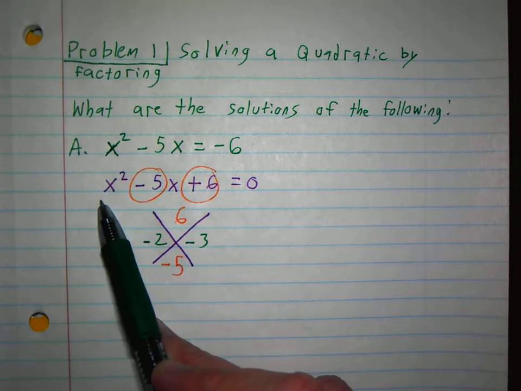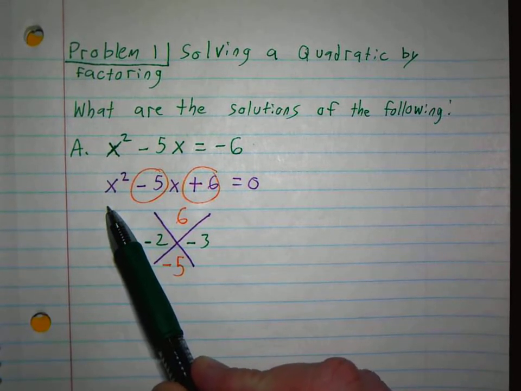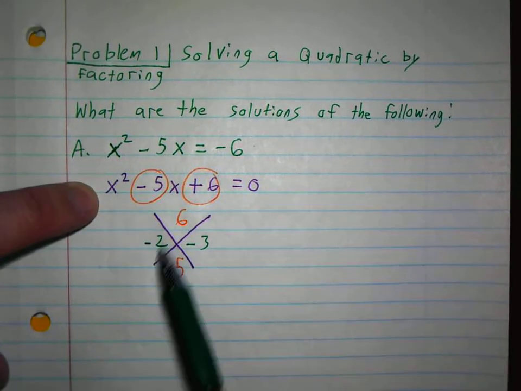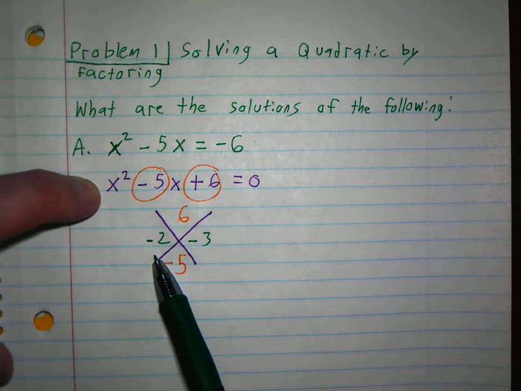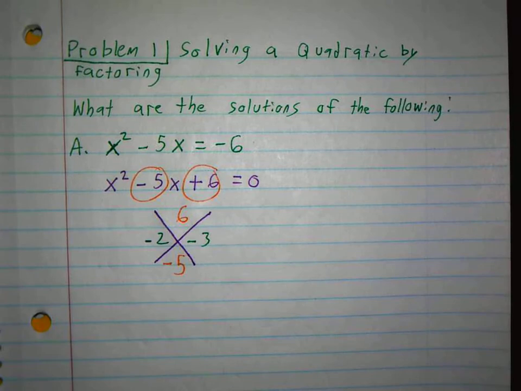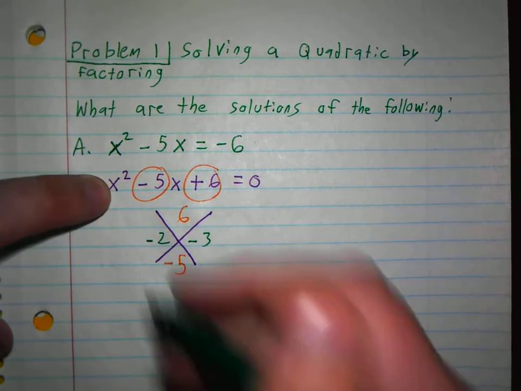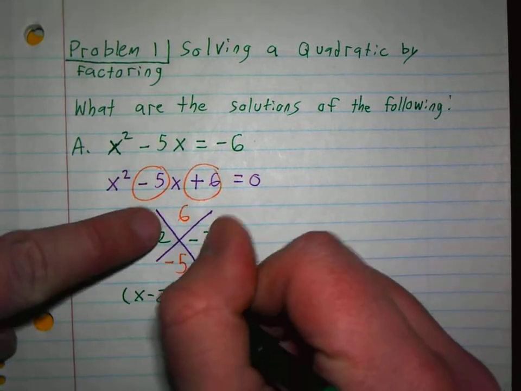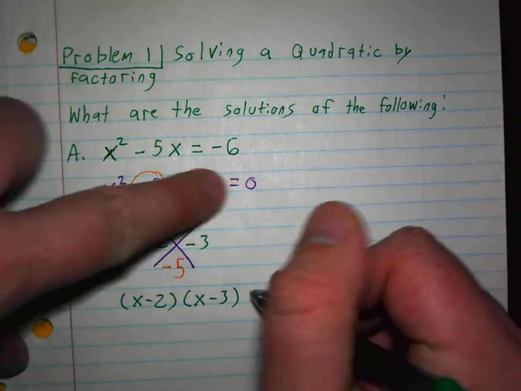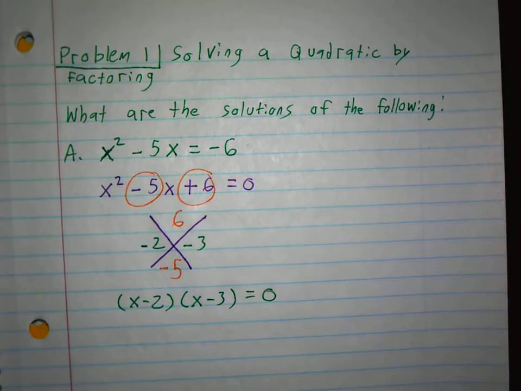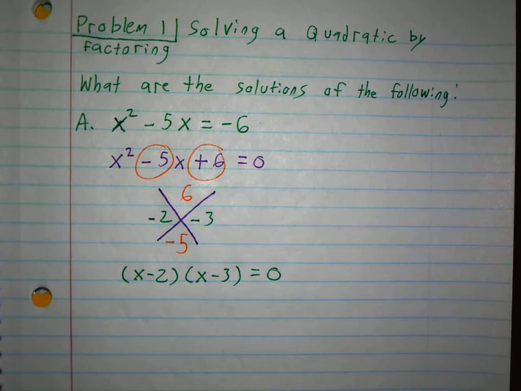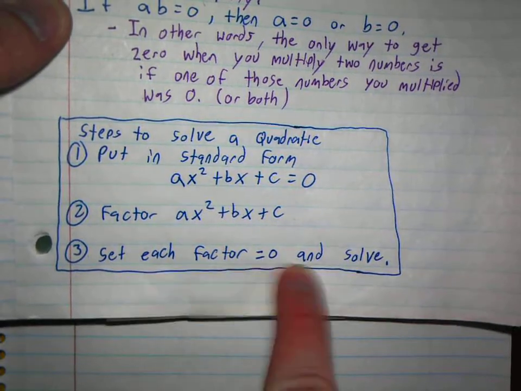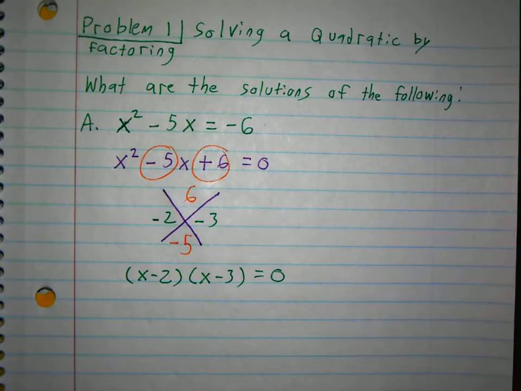Now, because A is 1, these are fast, right? Now, if this had not been 1, then I'd break negative 5x into negative 2x minus 3x, split it in half, factor to the left, factor to the right. That's a lot of work. But this one's going to be x minus 2 and then x minus 3 equals 0. Okay? So, I factored it, and then you're going to set each factor equal to 0 and solve.